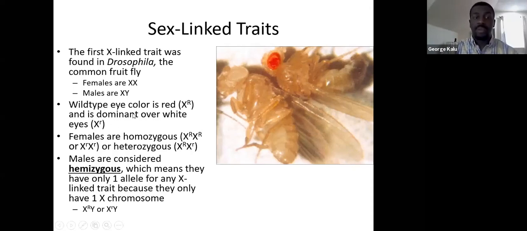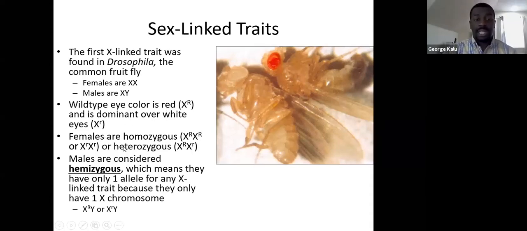Now the wild type eye color, which just happened to be the dominant eye color, was red for these particular fruit flies. And so the eye color is a trait that is found on the X chromosome for fruit flies. For example, the red eye color would have the X^R allele: X because it's on the X chromosome, and R because it's dominant. And then the white eye color is going to be X^r. Again, X because it's on the X chromosome, little r because it's recessive. So again, the eye color is found on the X chromosome for fruit flies.